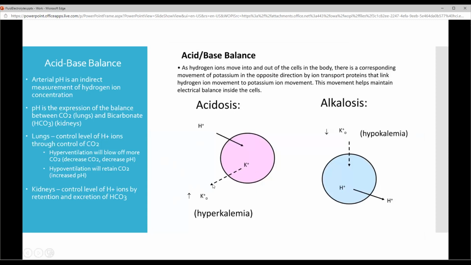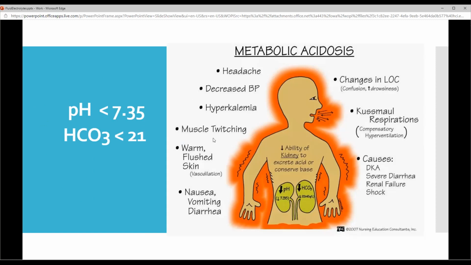Potassium is going to come out of the cells to get hydrogen in the cells, so it's going to cause hyperkalemia. It may cause some muscle twitching because that's what hyperkalemia causes. They may have low blood pressure, headaches. But the main thing, hyperventilation. They're going to be breathing fast, okay? Trying to blow off as much CO2 as possible.